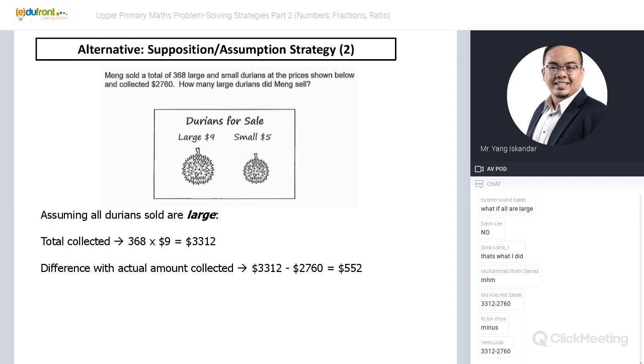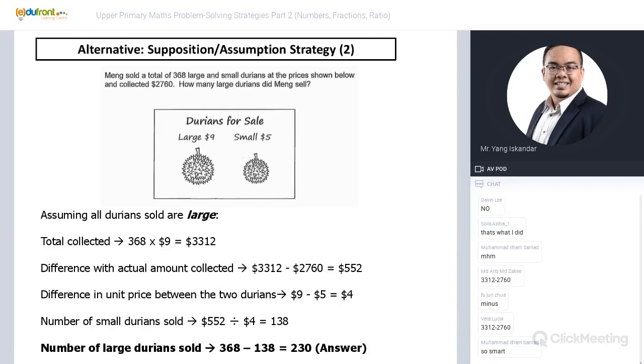You get 552. So this is the extra. Correct or not? This is the extra. Okay, so the next step is I find the difference, right? $9 minus $5, I get $4. When I divide, I get 138.